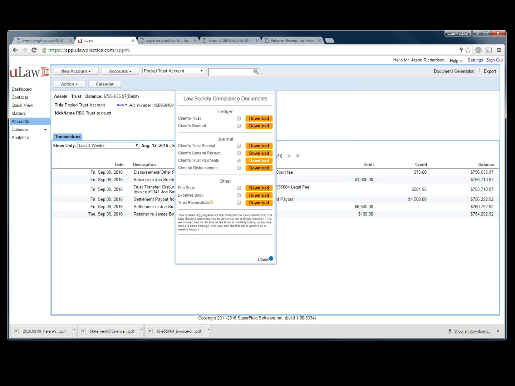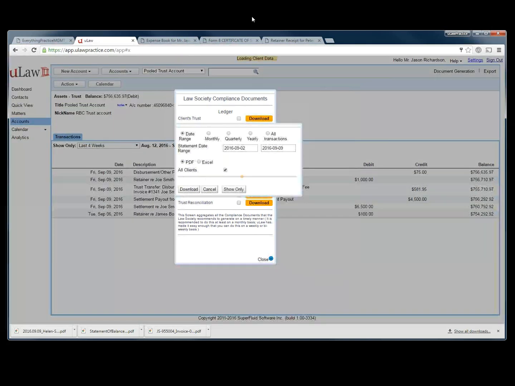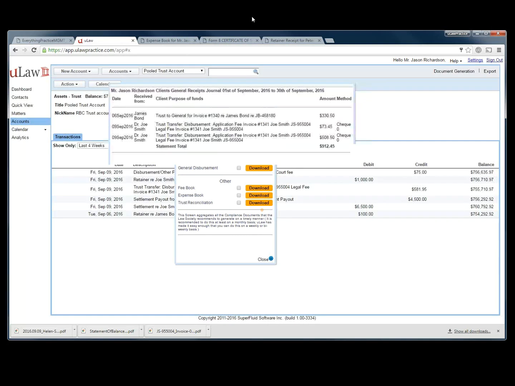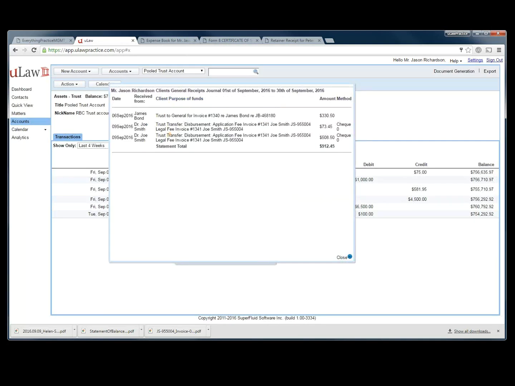Now, similarly, in a general receipt journal, similar details have to be captured, like who it is received from, what's the purpose of the fund, what's the amount that was received, and the method by which it was received needs to be captured in that particular transaction.